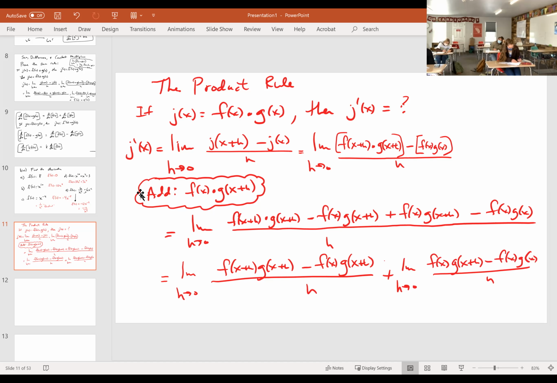And then what's common inside the first limit? It's g of x plus h. We can cut that out. Yeah, g of x plus h is common, it's here and here. So how about this? We're going to make f of x plus h minus f of x over h, and we're just going to multiply it times what's common. That little piece is the common piece.